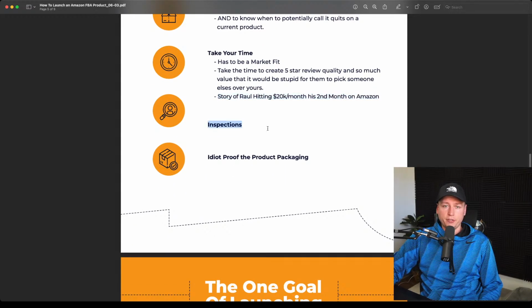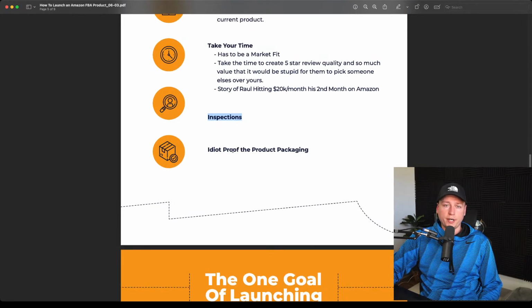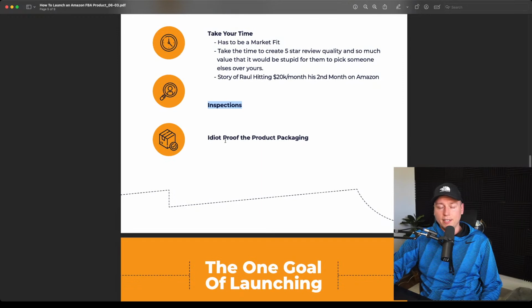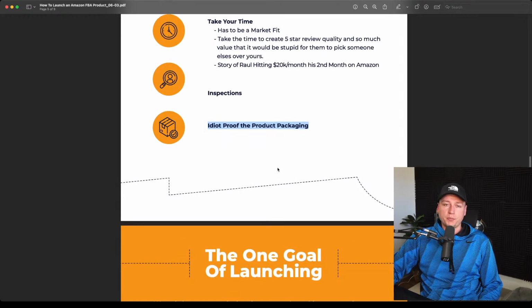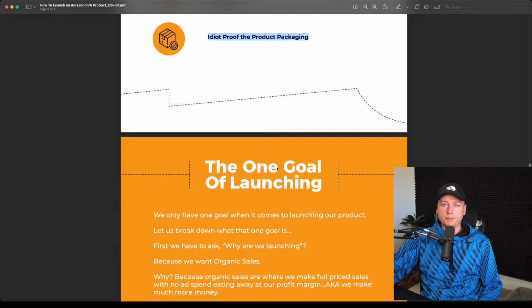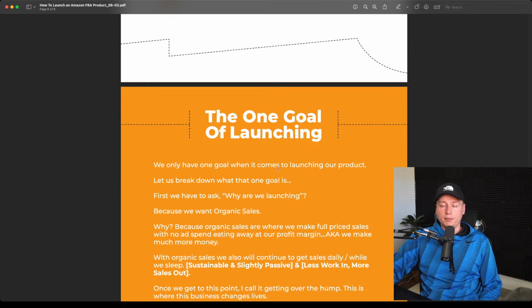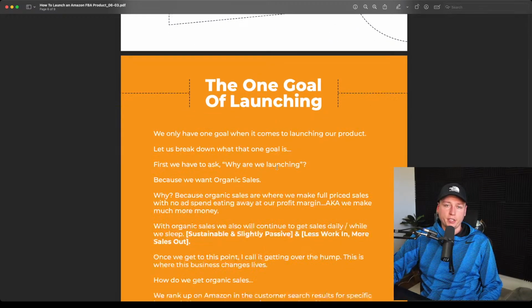Next, of course, make sure you do thorough inspections of your product to make sure there are no defects going onto the market, or at least as few as possible. And next is idiot-proof the product packaging so that it doesn't come broken. Just think of your UPS driver or international shipping, making sure it can withstand the elements of shipping across the country, shipping across the world, and that UPS driver who's having a bad day kicking your package around.